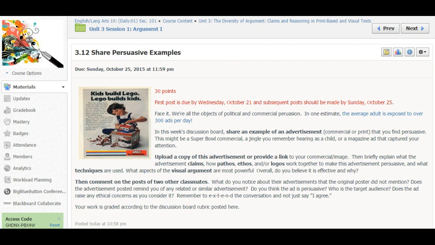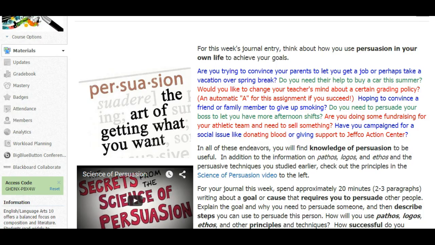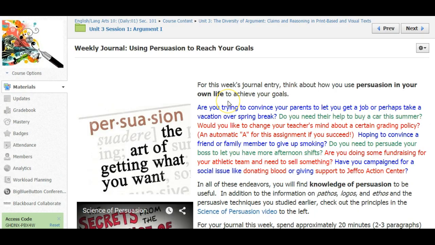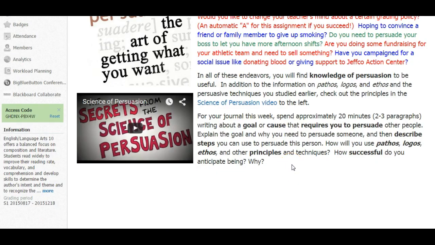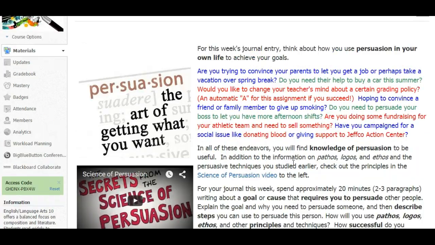You will be taking some time for a journal on persuasion. I want you to stop and take some time to think about how you're using persuasion in your life. Most of you are about 16 and you're going to want the car keys soon. There are many opportunities for persuasion in your life, whether they are just directly your family, your own little piece of the world, or the bigger world here. So in this week's journal, you'll be writing about how persuasion is relevant to you.